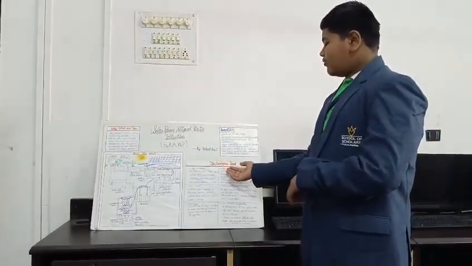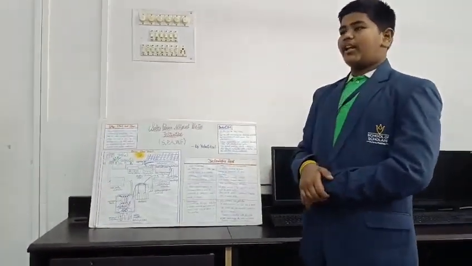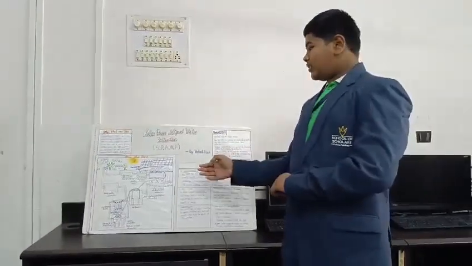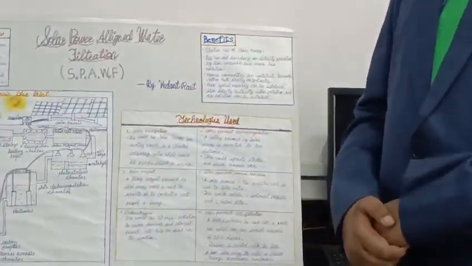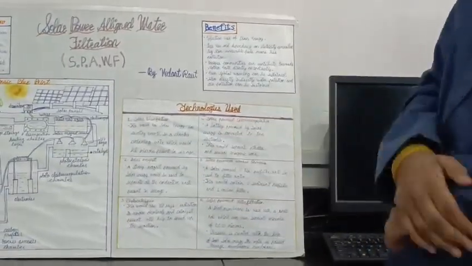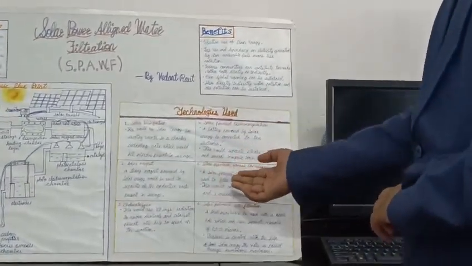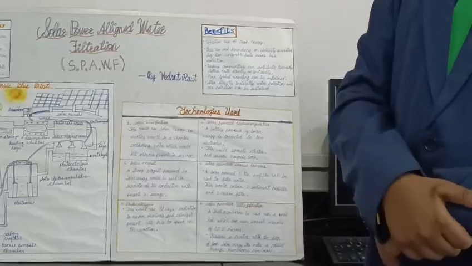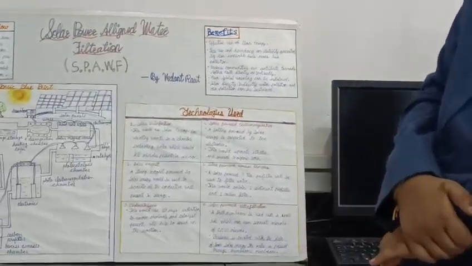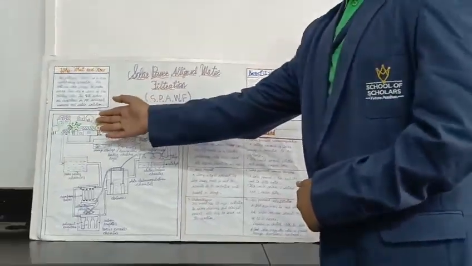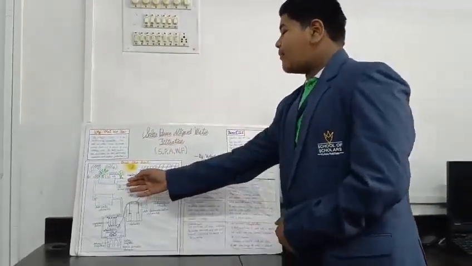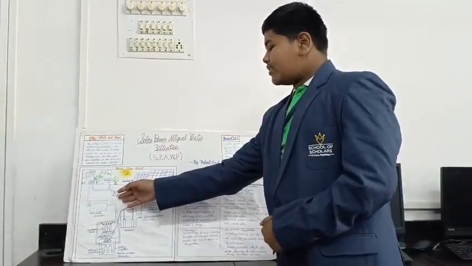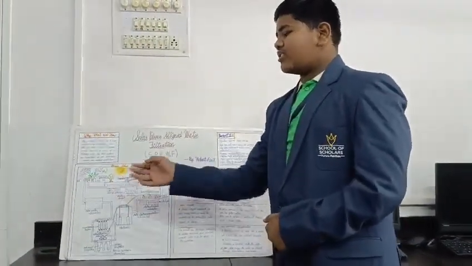Firstly, what are the main technologies used? The technologies used in this project are solar disinfection, solar magnet, photocatalysis, solar powered electrocoagulation, solar powered reverse osmosis, and solar powered ultrafiltration. Firstly, this is a system we can set up in cities and villages, where with the help of pipelines all the sewage is stored in a sewage storage chamber.